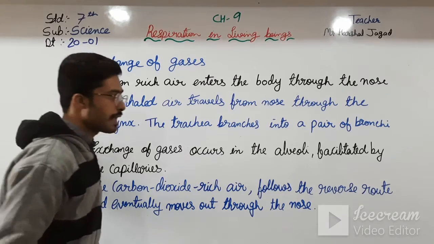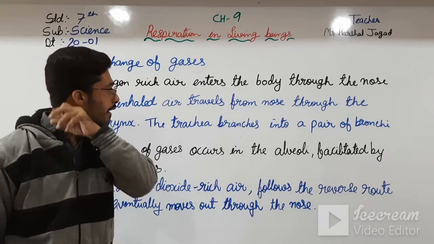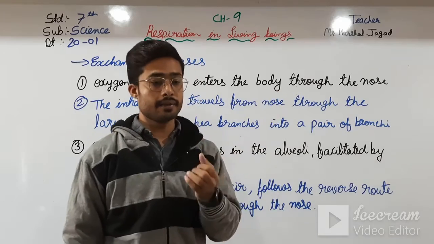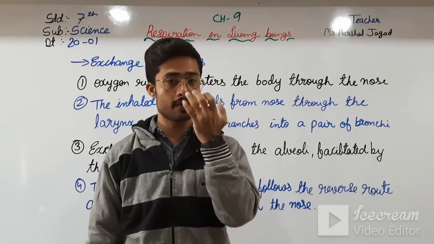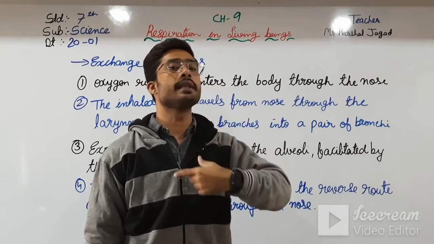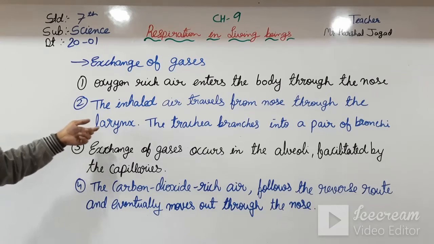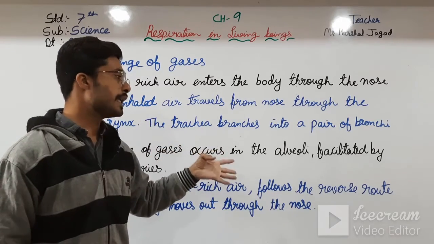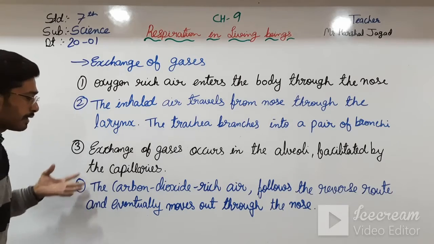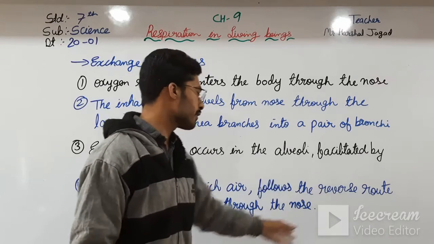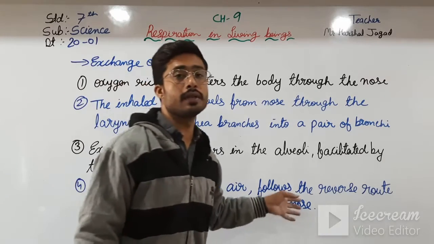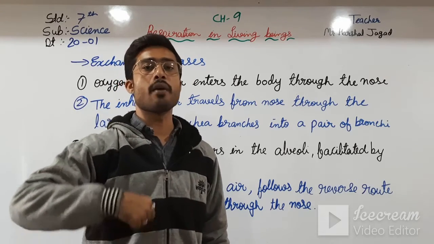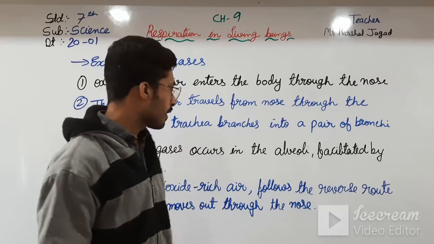So these are the four steps involved in the exchange of gases. The first one: the oxygen-rich air enters the body through the nose. We inhale the oxygen-rich air through our nose, and then it travels to the lungs via the larynx and the pair of bronchi. Then exchange of gases occurs in the alveoli, facilitated by the capillaries, and then the carbon dioxide-rich air follows the reverse route and eventually moves out through the nose. As the oxygen-rich air goes inside, that route just brings back out the carbon dioxide-rich air, okay students.